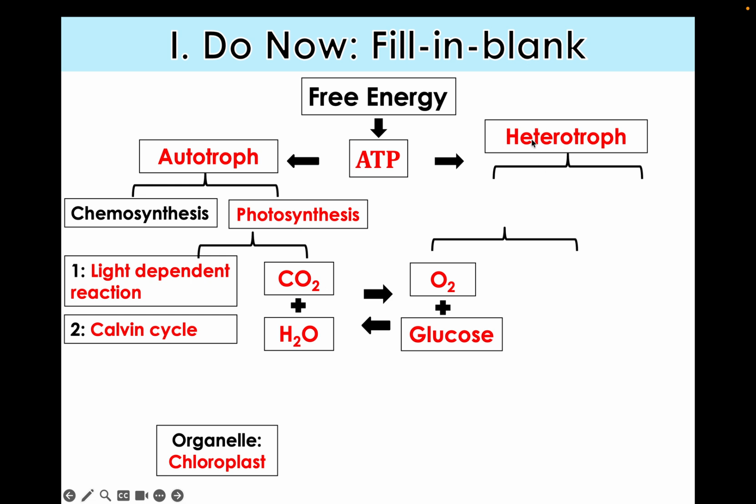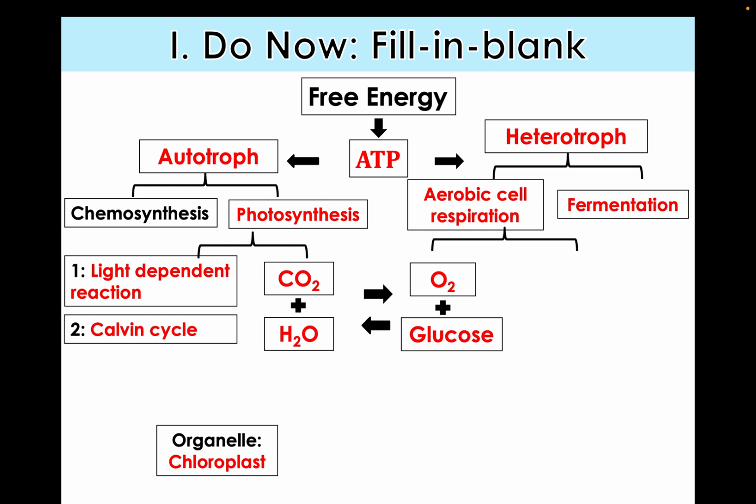Heterotrophs, where hetero means different or unalike, so it would be different nourishment, do aerobic cellular respiration. So we have to consume our glucose in order to make our ATP. When we can't do aerobic cellular respiration, we do fermentation. Fermentation does not require oxygen and we get less ATP.